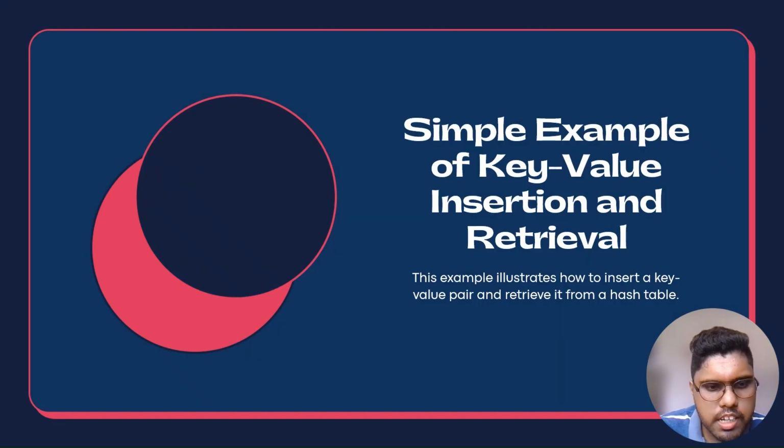Let's look at a simple example. If we take the key John and the hash is 5, we put John's data in slot 5. Later, when we want John's info, we hash John again, get 5 and find it instantly.